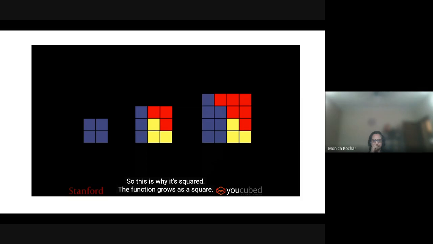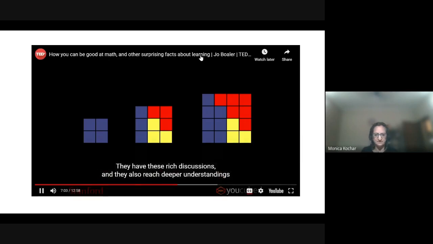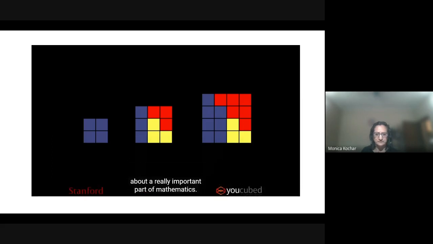The function grows as a square, and you see that squaring in the algebraic representation. So when we give these problems to students, we give them the visual question. We ask them how they see it. They have these rich discussions, and they also reach deeper understandings about a really important part of mathematics.